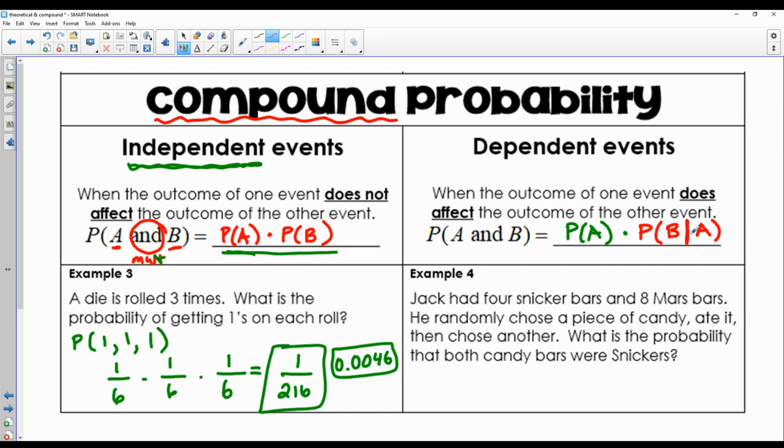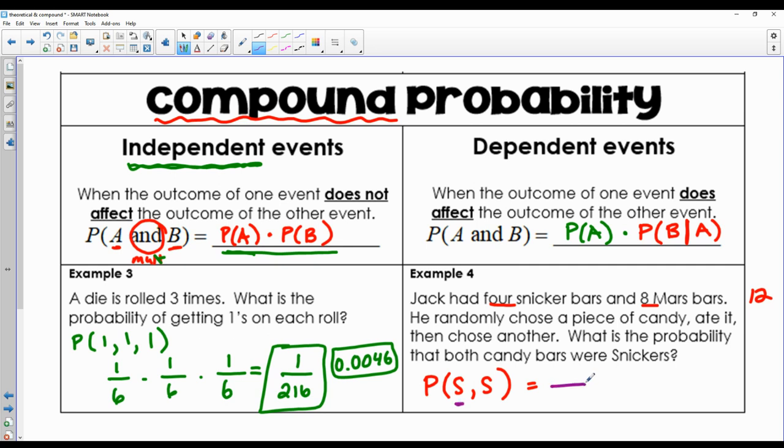All right, let's look at an example of how this works right here. Jack had 4 Snicker bars and 8 Mars bars. So how many candy bars does he have? Well, 4 plus 8, he has 12 candy bars there. He randomly chooses a piece of candy, ate it, then chose another. What is the probability that both candy bars were Snickers? So we're trying to find the probability that he ate a Snickers and then another Snickers. Well, the first one is easy. The first one is just the same as before. You're just trying to find the probability of the first one happening. So our first one was that he ate a Snickers bar.